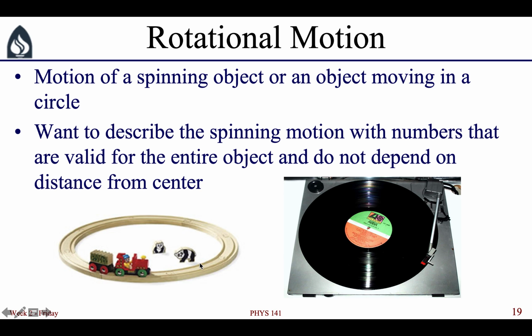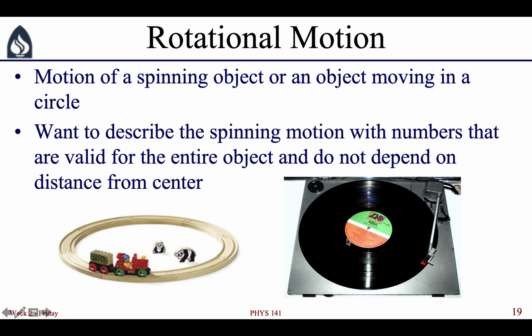Next, we're going to take a look at rotational motion. Rotational motion is about describing the motion of an object that is either spinning or moving in a circle. So with rotational motion, we want to describe this spinning motion with numbers that are valid for the entire object and don't depend on the distance we are from the center of that object.